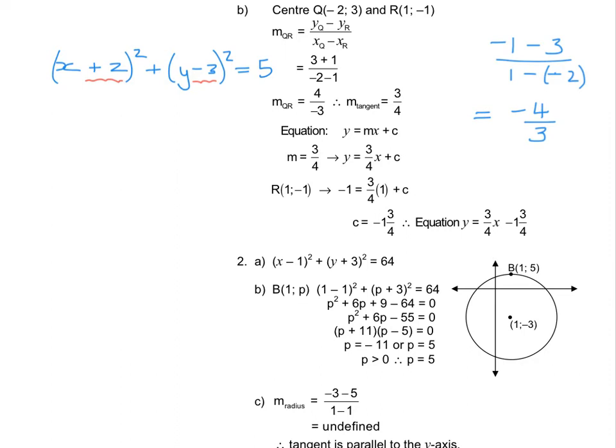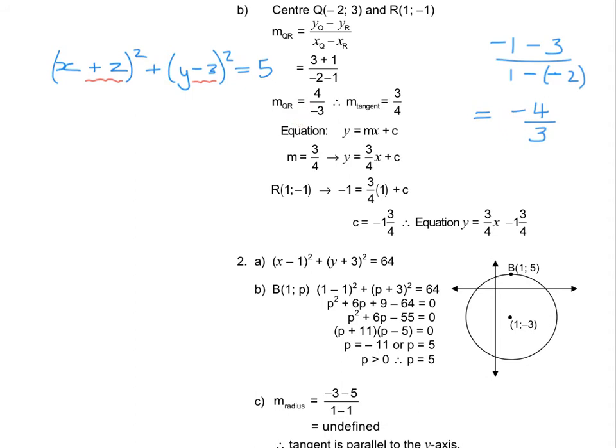Now you might be wondering, why did I start with y of q minus y of r and not the other way around? It won't make a difference. You may start with y of r minus y of q over x of r minus x of q. If I then substitute, I will have minus 1 minus 3 over 1 minus a minus 2, which becomes a plus 2. If I then simplify, I have minus 4 at the top and positive 3 at the bottom. So it doesn't matter where I put my negative as long as I have a negative sign in front of the fraction.